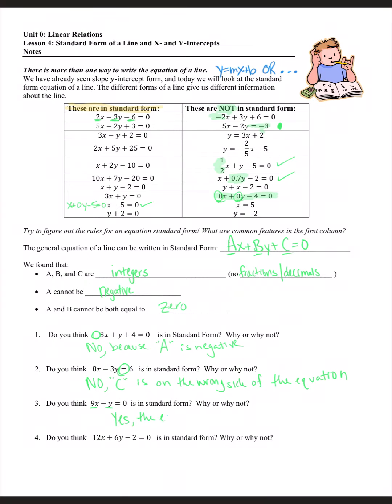The equation is equal to 0, and I'll say follows proper format. Pause the video and see if you can try that last one on your own. Okay, so hopefully we identified that yes, in fact, that last one is also in standard form. We have an a that's not negative. Okay, a, b, and c are all integers, and a and b are both not 0. So it works out to be in standard form.